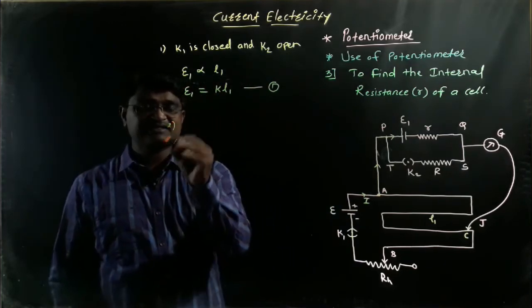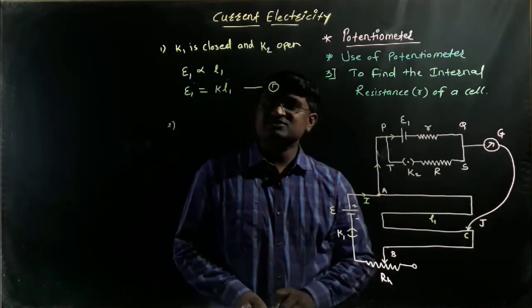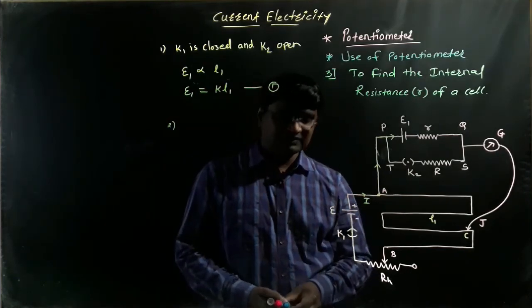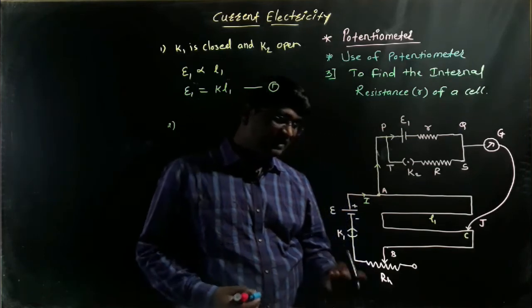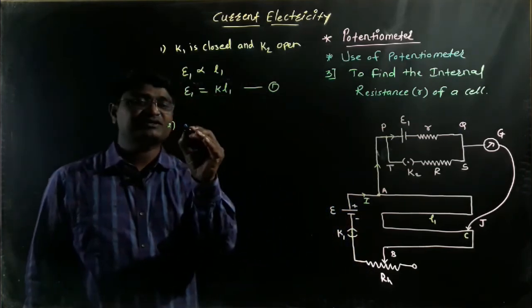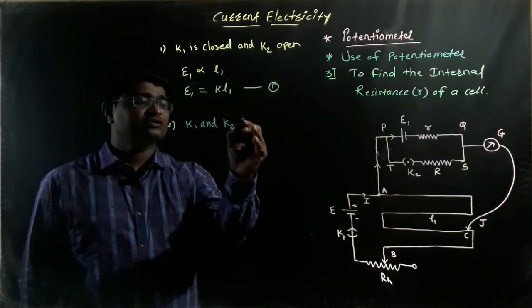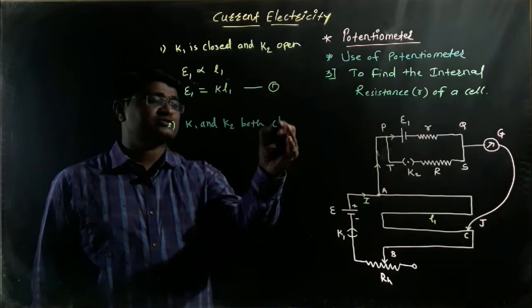Let's see the second important concept: how to find out the internal resistance of the given cell. So how does it work? Let's see here. Now, in the second condition, the keys K1 and K2 are both closed.